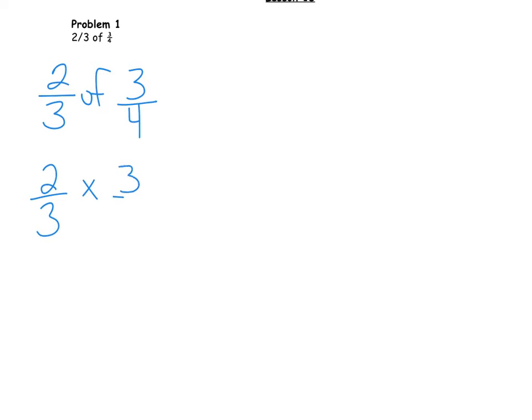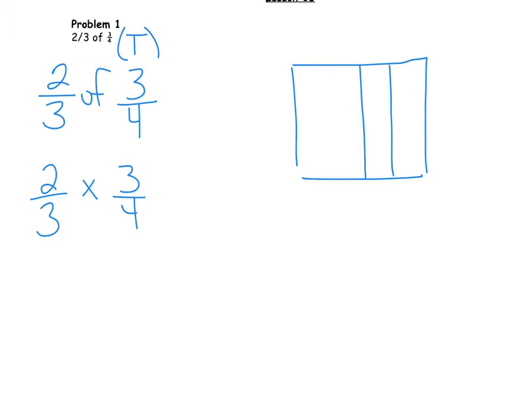Problem 1, 2/3 of 3/4. So I'm going to write it so my fractions look the way they're supposed to. So I know the word of means times. So I'm going to be doing 2/3 times 3/4. Well, I know 3/4 is almost like my total. So I'm going to start with that first with my area model. So I have my fourths. I'm going to group 3 of them. So that's my 3/4. Also kind of like my total.